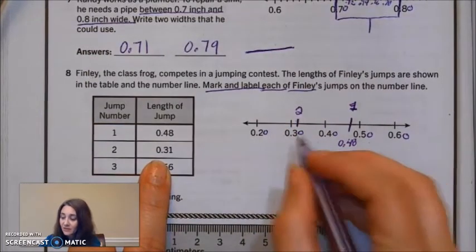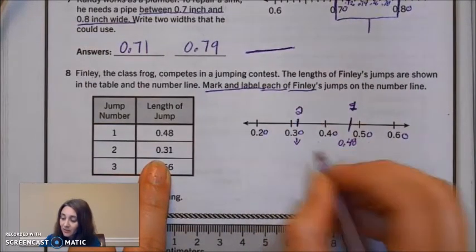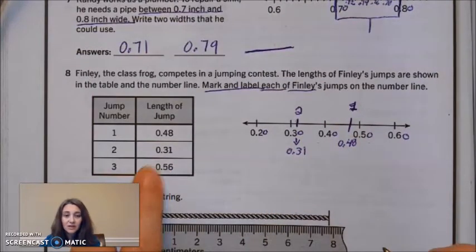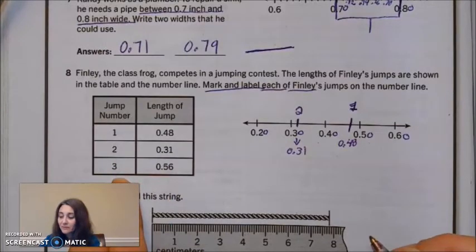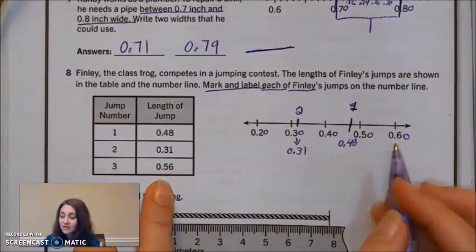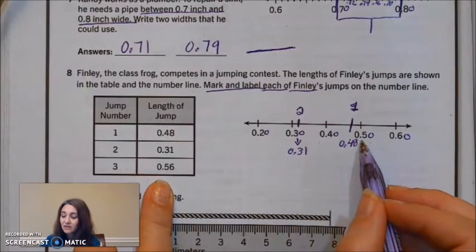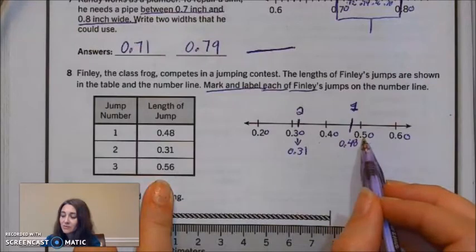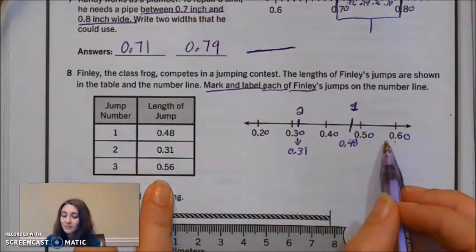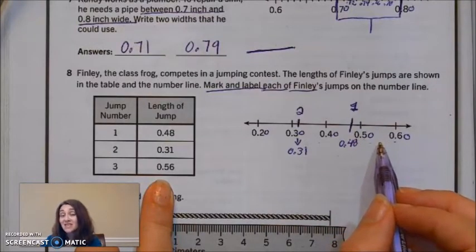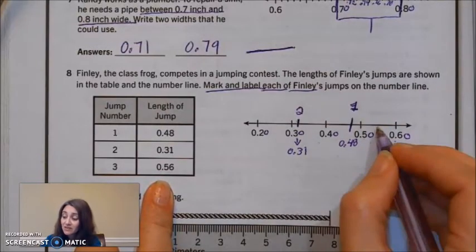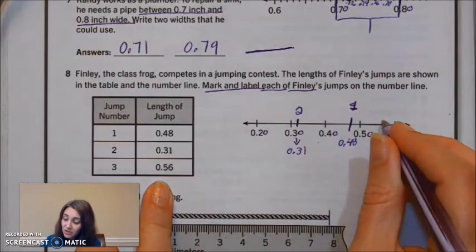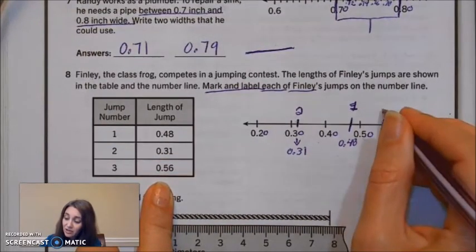Move my hand so you can see. And then down here, I will label 31 hundredths. Last jump, jump number 3, 56 hundredths. Well, there's 50. If I go this way, it'll be in the 40s, so I don't want to go to the left. I want to go to the right. It's somewhere between 50 and 60. Well, I know right in the middle of 50 and 60 is 55. So I want to go a little bit further than the middle, just a little touch. And that is jump number 3.